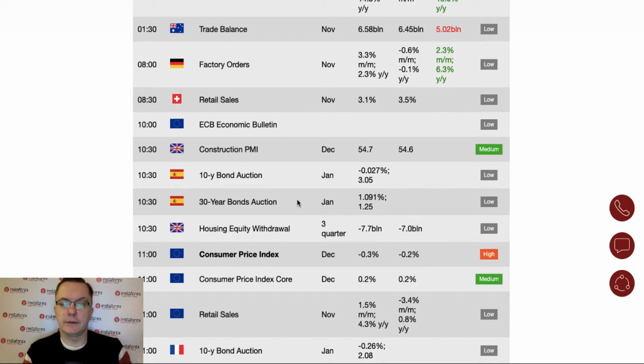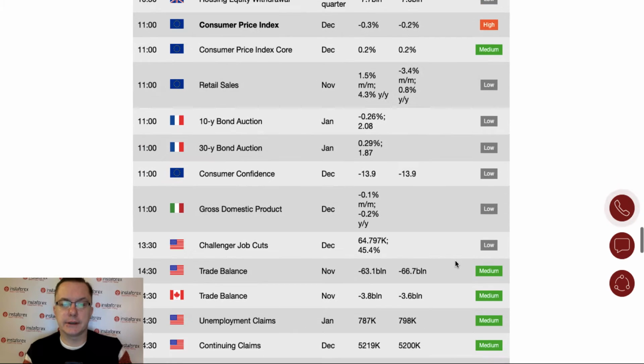Today, however, we will have plenty of data from the Eurozone. We got the ECB economic bulletin at 10 o'clock. We got the consumer price index and the retail sales data from the Eurozone scheduled for release at 11 a.m. And the consumer price index has a high impact on the markets, because it's of course related to the inflationary pressure and monetary policy by the European Central Bank. So we will see how the consumer price index will affect the prices.